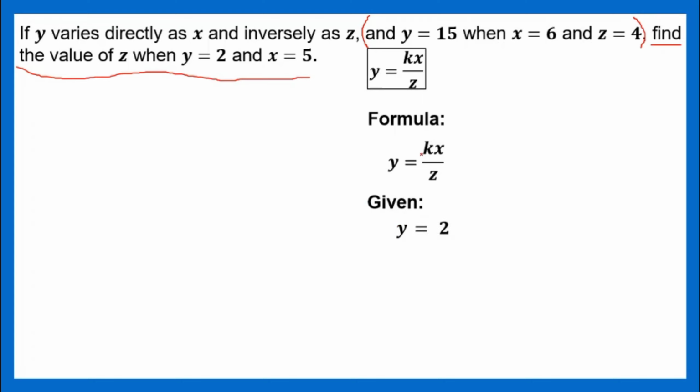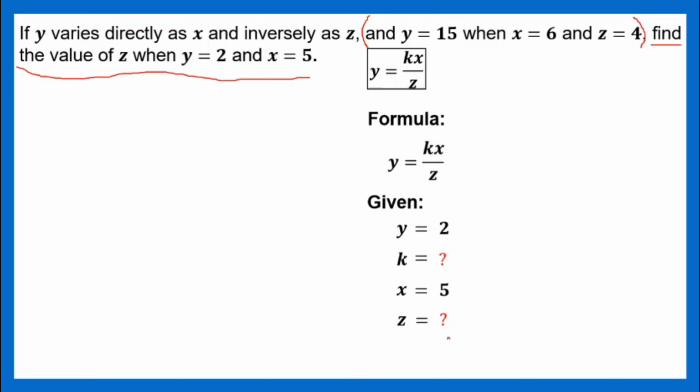Tama? Yung k natin, may nabasa ba tayong k? Find the value of z when y is 2, x is 5, wala. So, ang k ay question mark. Next, ang x natin ay 5. Ayan. So, galing yan dito. Tapos, ang z natin ay question mark din.